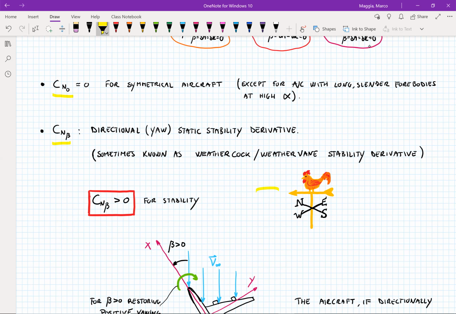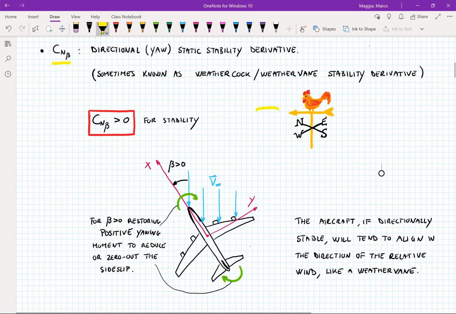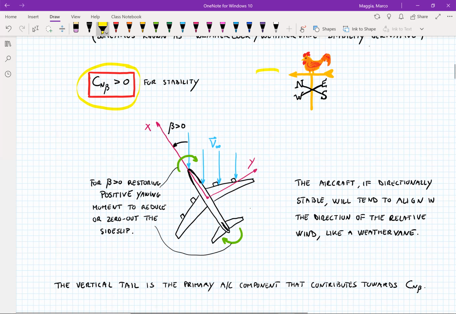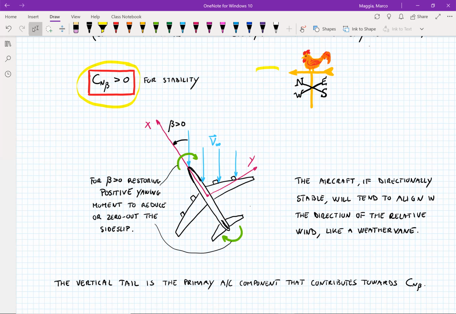And here we have a weather vane. And the condition for this stability to hold is that this coefficient, this derivative, Cn beta, has to be positive. And this is, in my opinion, a little bit easier to understand than the derivative for the lateral stability. So let's see why this derivative has to be positive.